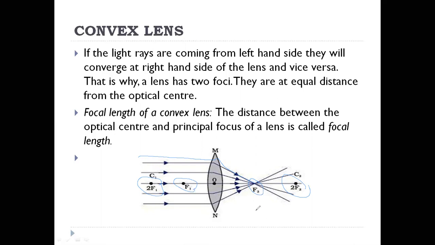So how will you define the focus of the convex lens? The ray which is parallel to the principal axis converges at a point after refraction. That point is called the principal focus. Both the two focus are at equal distance from the optical center. Focal length is the distance from the optical center to the point F. This distance is called focal length.